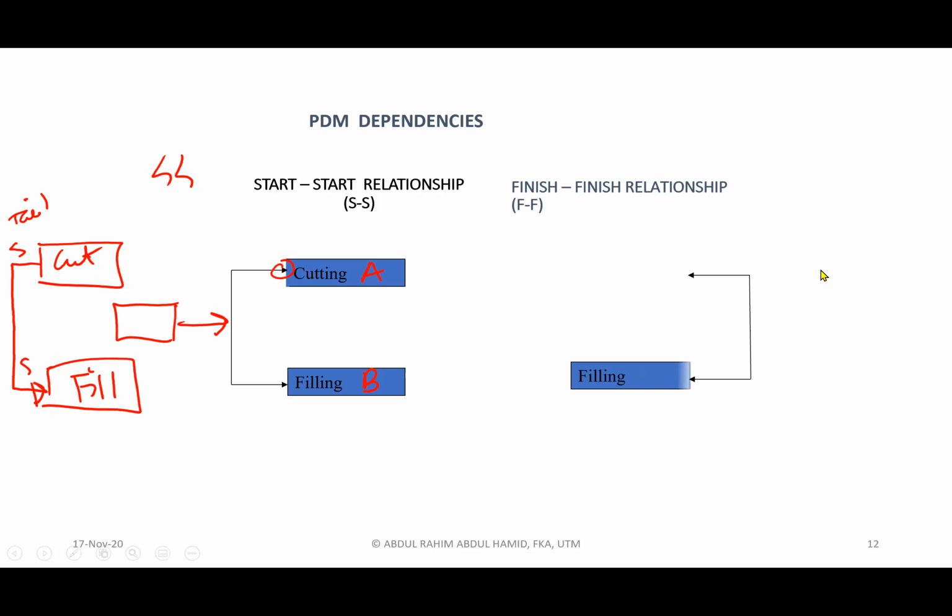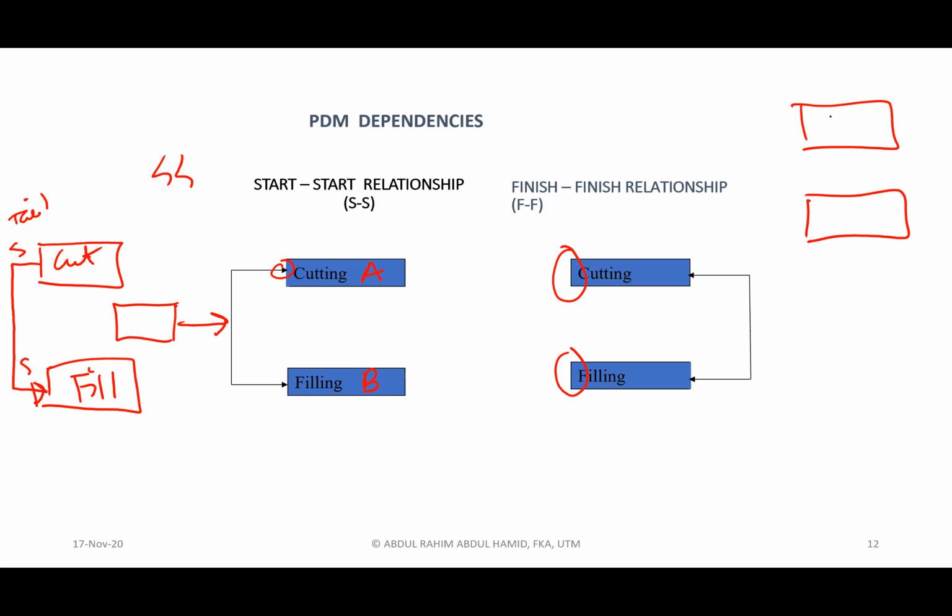All right, finish to finish. Finish to finish looks like the same thing. Actually, it is the opposite. The starting of both activities, cutting and filling, we simply don't care. The most important thing is basically the finishing. Again, when you draw this relationship, both activities, let's say cut and fill, the tail must be coming from cut and then go into fill. So we indicate this as finish to finish. That should be the accurate way of drawing.